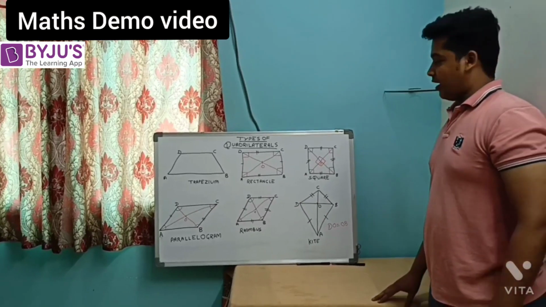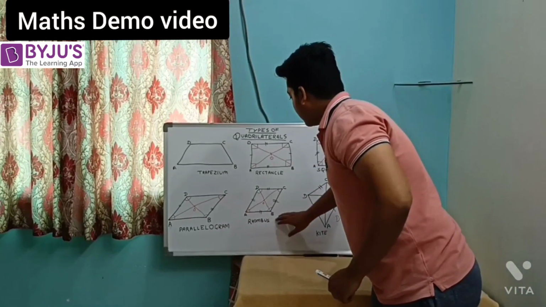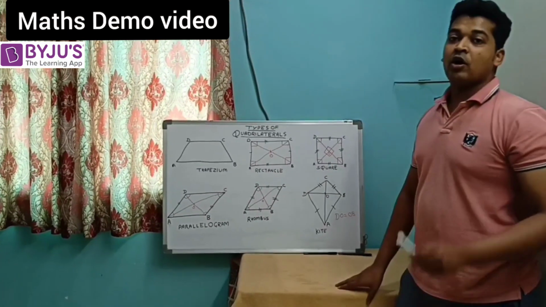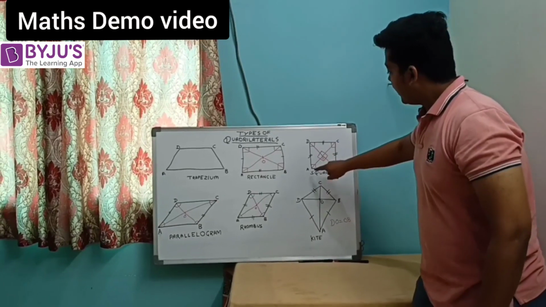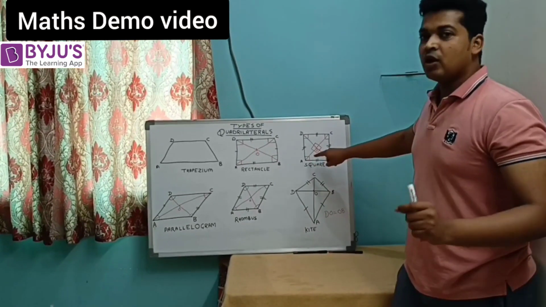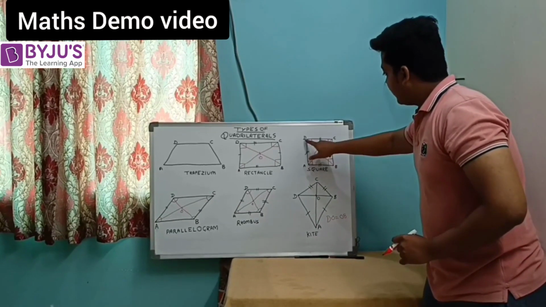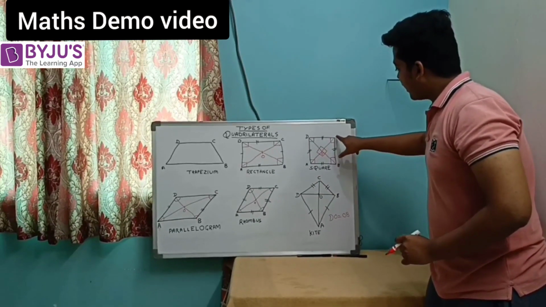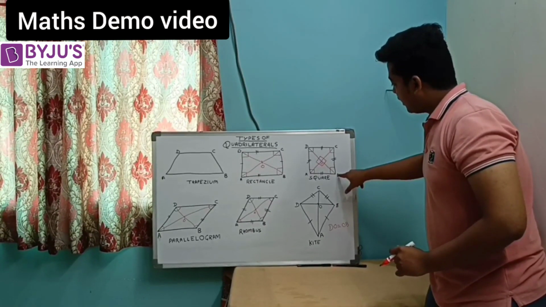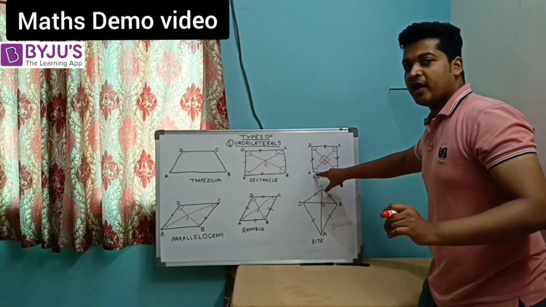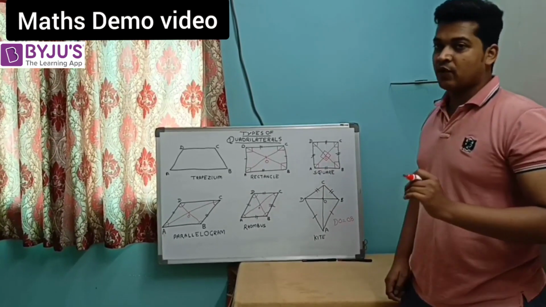Now let's see square. A square has the combined properties of a parallelogram, a rhombus and a rectangle, but also has a unique property. When the diagonals are formed, each is a perpendicular bisector of the other diagonal. So angle DOC will be equal to angle COB, angle COB will be equal to angle BOA, and angle BOA will be equal to angle AOD. So that forms a square.